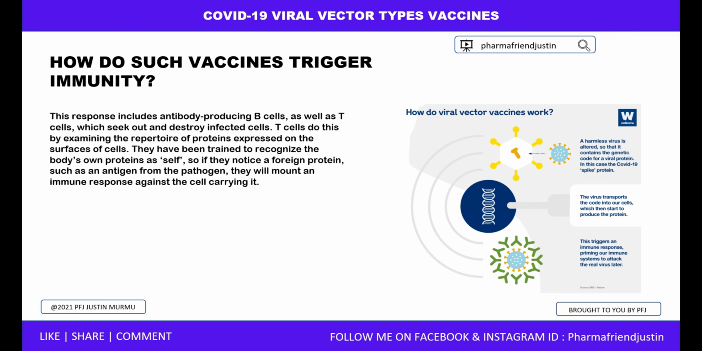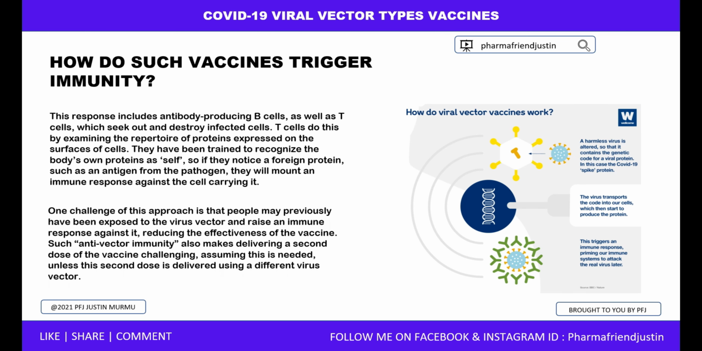One challenge of the approach is that people may previously have been exposed to the virus vector and raise an immune response against it, reducing the effectiveness of the vaccine. Such anti-vector immunity also makes delivering a second dose of the vaccine challenging, assuming this is needed, unless the second dose is delivered using a different virus vector.